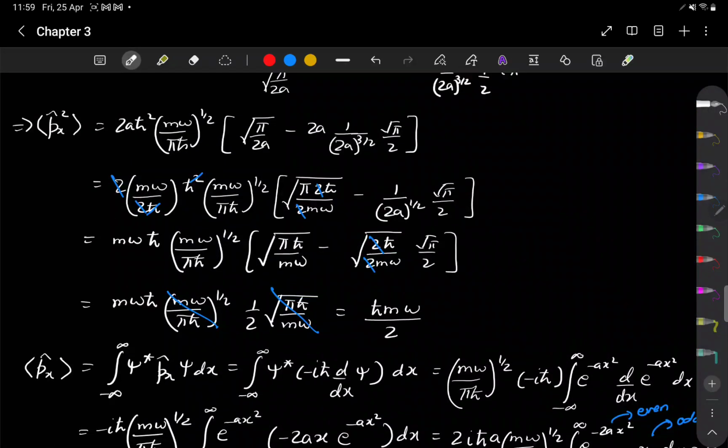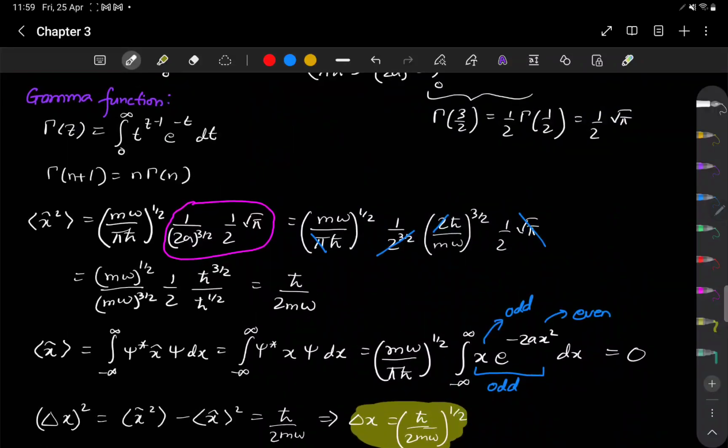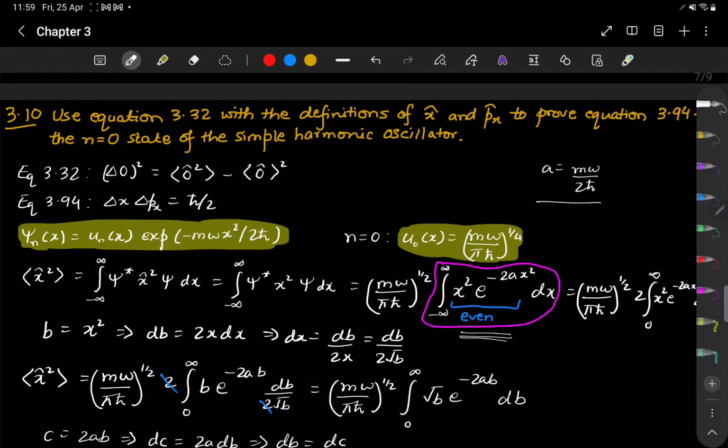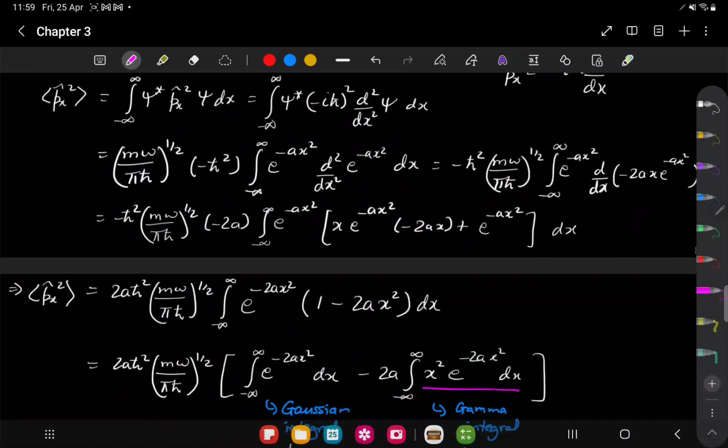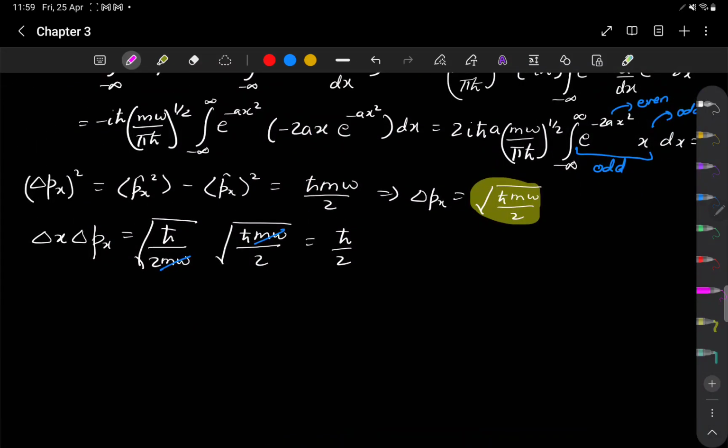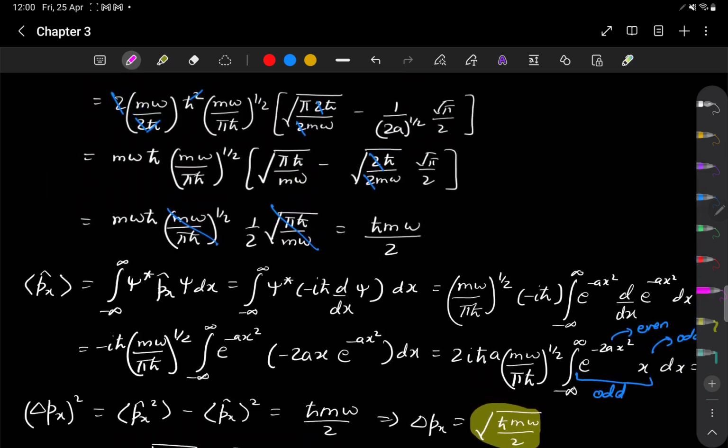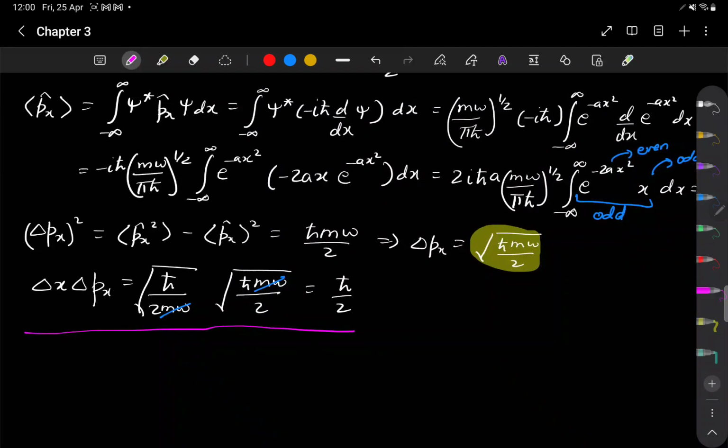So for the simple harmonic oscillator in the ground state, the uncertainty product is actually equal to h cross over 2, which is the lowest possible value for the uncertainty product. So typically Heisenberg's uncertainty principle states that delta x delta px will be greater than or equal to h cross by 2, and in this particular special case it is indeed equal to the minimum uncertainty product, which is h cross over 2.